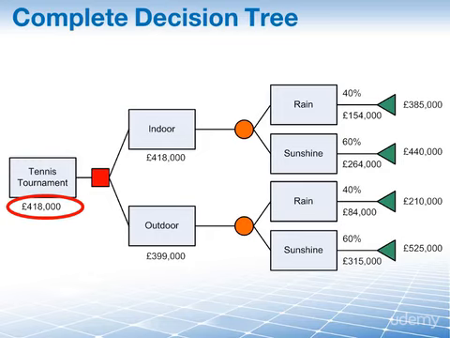The budgeted income for our tournament is still the £440,000 that we have there as the second option for an indoor tournament if the sun shines on the far right. This is the income that we will get if we hold that tournament and the sun shines.